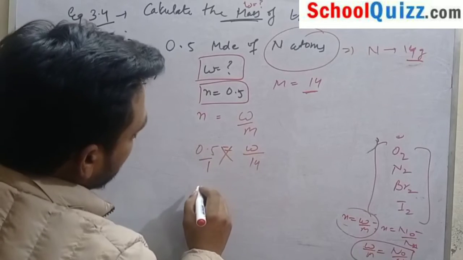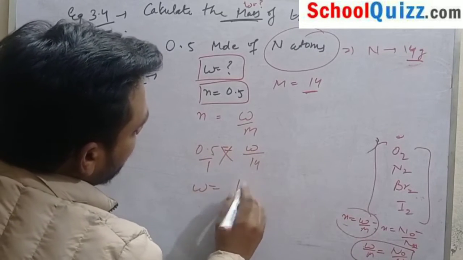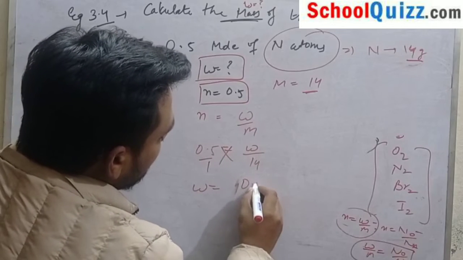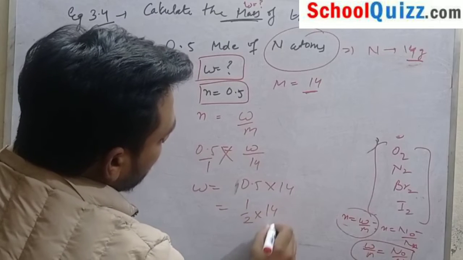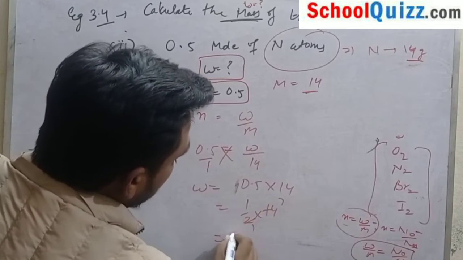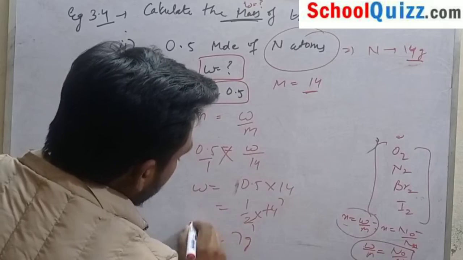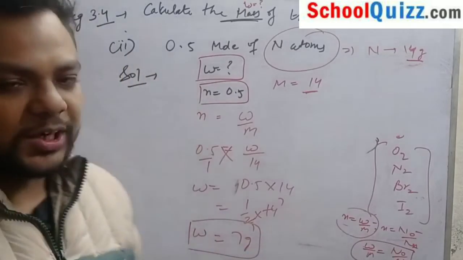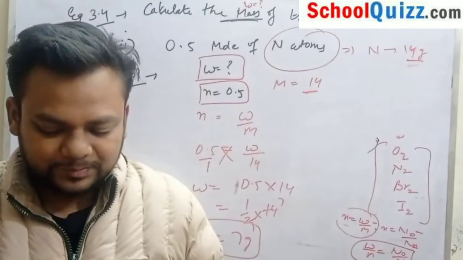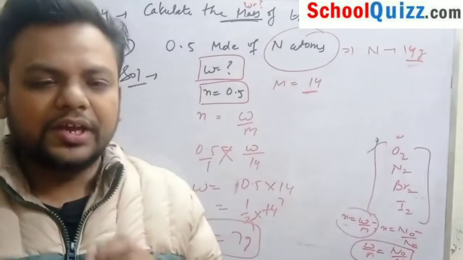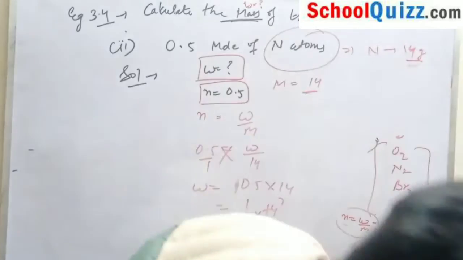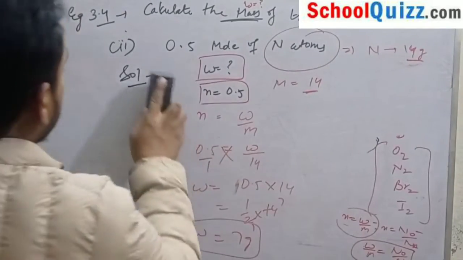We cross multiply, and W equal to 0.5 into 14, and we will regard 0.5 as 1 by 2 into 14. 2 sevens are 14. So the weight comes out to be 7 gram. Okay, very easy question, guys. This numerical is also very easy. Now we will move to the third part.